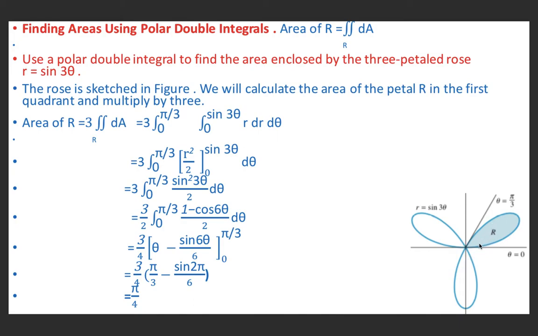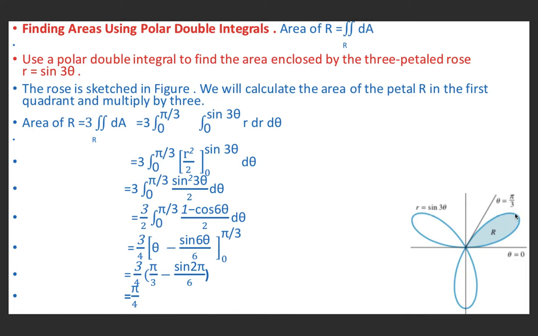So in the case of the first quadrant, observe that if we draw a radial line here, it crosses the curves at r equal to 0. Here it is 0, and here it is sin 3 theta. So our limits of integration are from 0 to sin 3 theta.